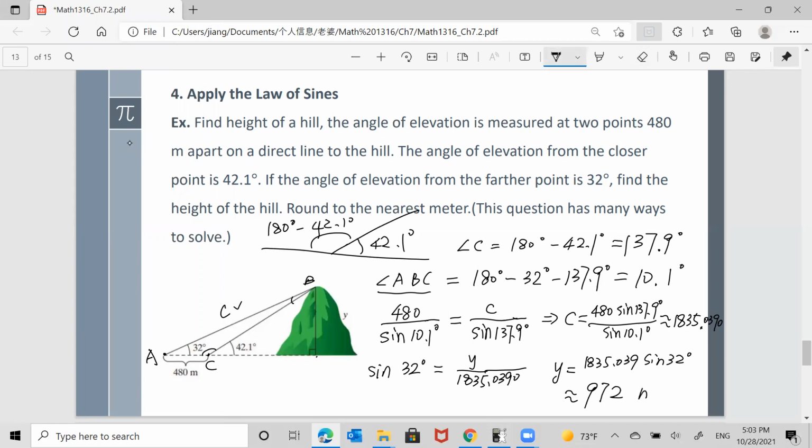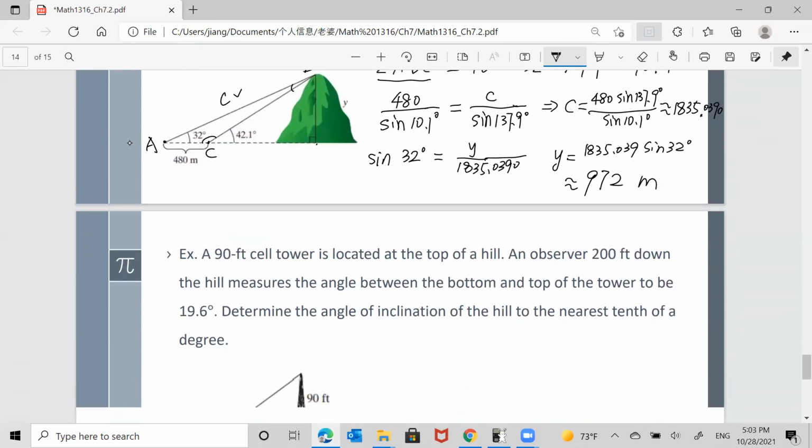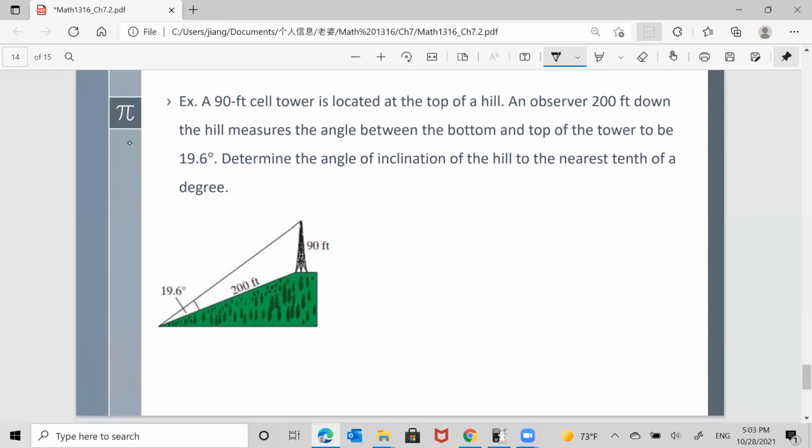972 meters. So that's the final answer. Okay, let's move on to the next question. Pause the video and read the question.